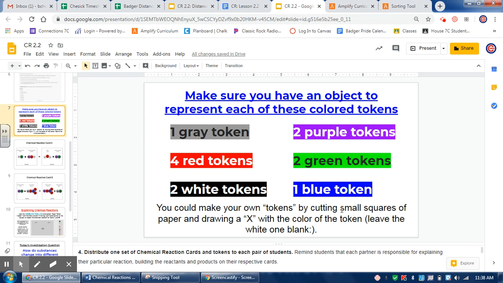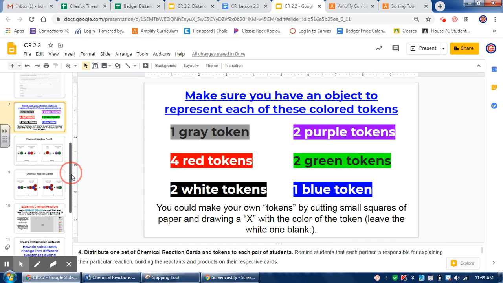Another thing that would be probably much easier for you to do is to make your own tokens by just taking a piece of paper, cutting them into small squares, and drawing like a gray X on it, or drawing a red X on it, or leaving the white paper blank. And you could make up all of these different representations of atoms so that you can do the rearranging.